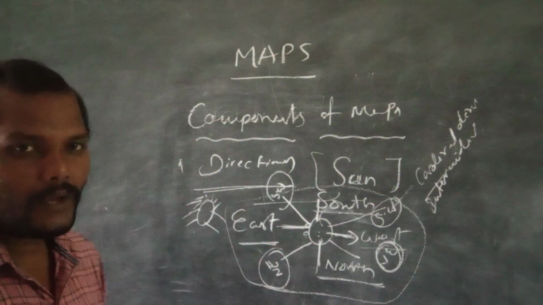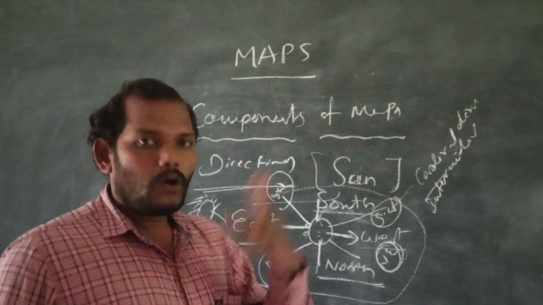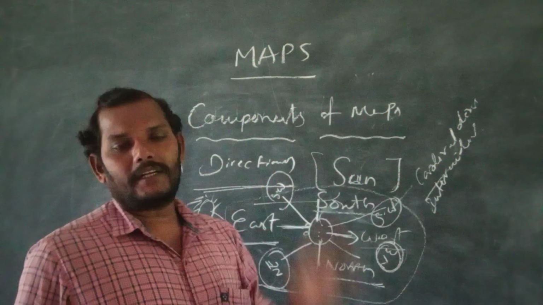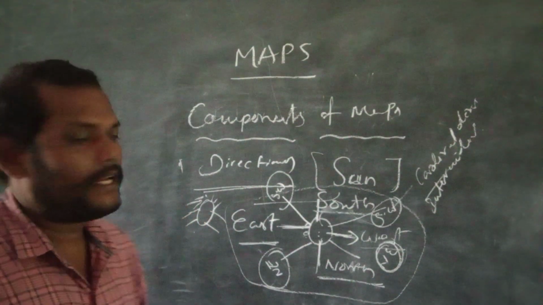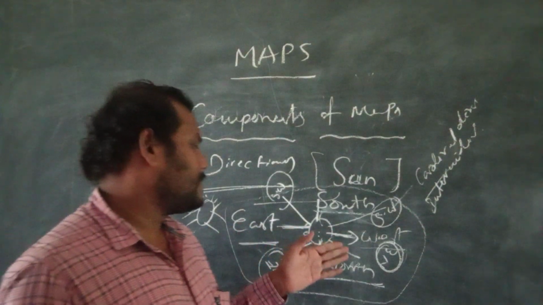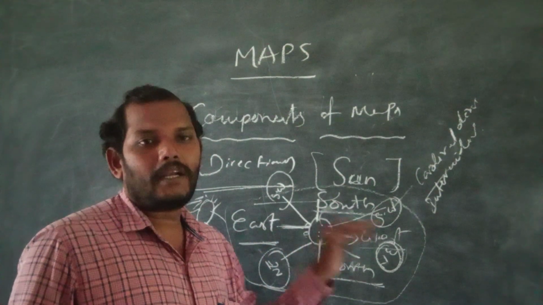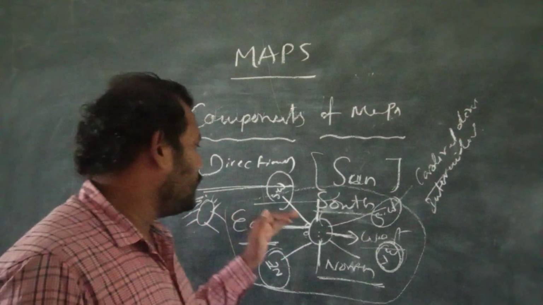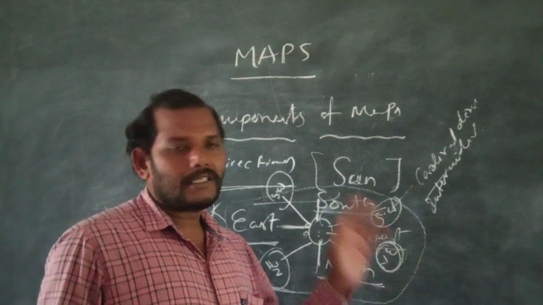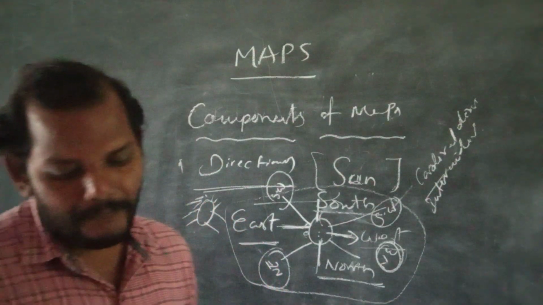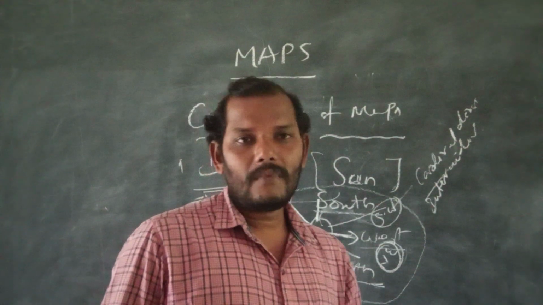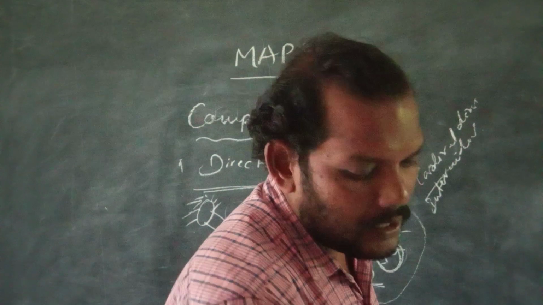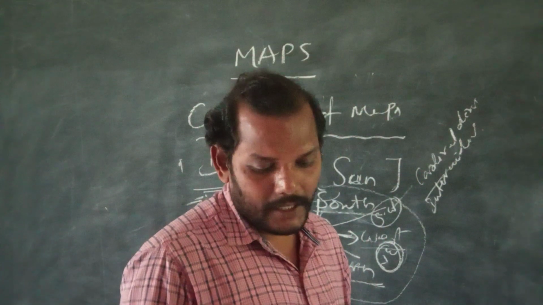How many types of directions do we have? Two types: cardinal directions and intermediate directions. Cardinal directions means east, west, north and south. Intermediate directions means southeast, northeast, northwest and southwest.